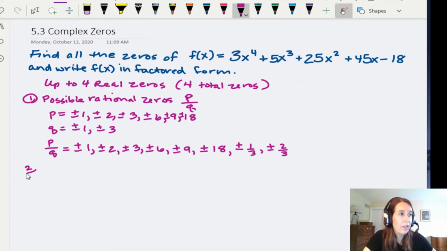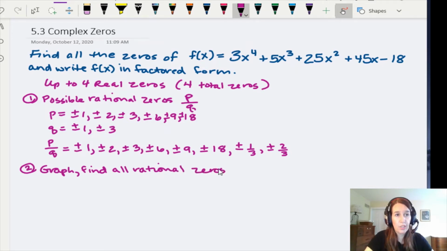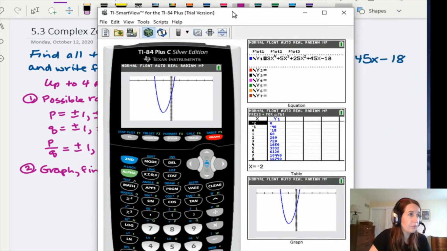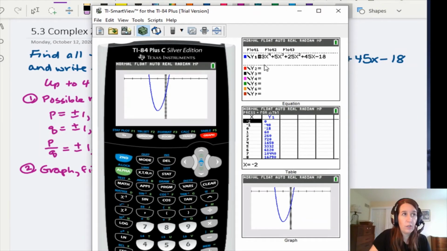All right, second, we look at the graph and find all rational zeros. And of course, that's a calculator graph. You're not trying to graph these without a calculator. So I graphed this for you. Here is the equation, and then this is what the graph looks like. I did zoom out a little bit so you could see the bottom of the graph. It does have a minimum there.